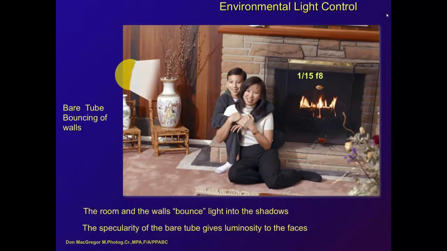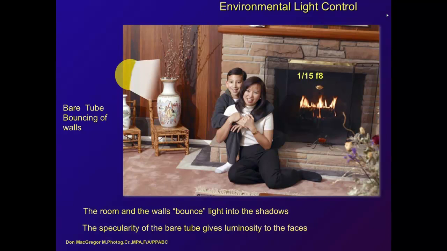This is an example of bare tube lighting for the photograph. Look at the quality of the illumination on the faces. Bare tube really is a very cool light source. And of course, you drag the shutter down to a 15th of a second after it's f8 because flash is exposing the subject, and we're able to pick up the fireplace in the background.